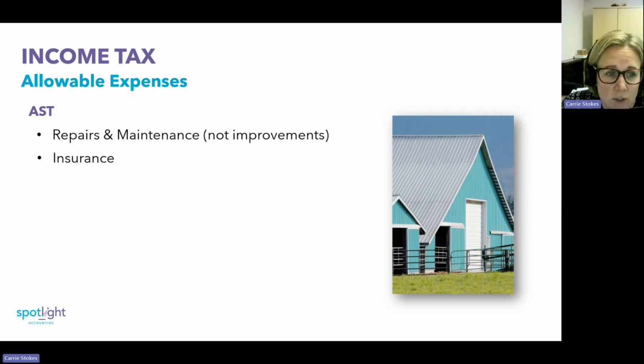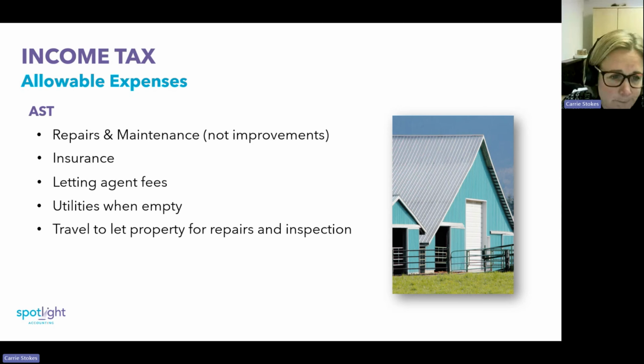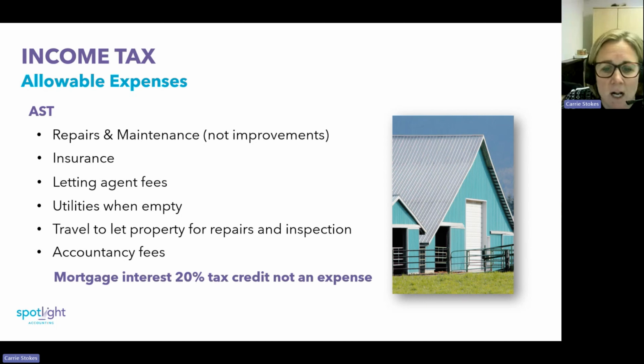You can allow your insurance, your letting agent's fees, utilities on the property when it's empty, and travel to your let property for repairs and inspection. So if you manage the property portfolio yourself and you're travelling to and from those properties for inspection, or you have to go and repair it, you can claim the mileage. And accountancy fees. These are the common examples of allowable expenses for income tax.